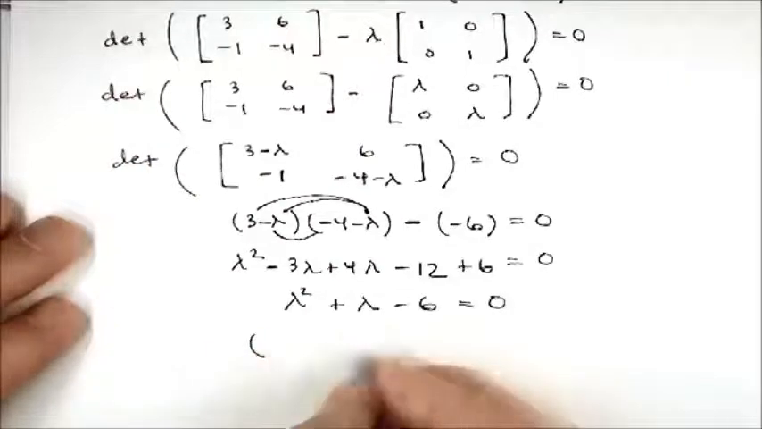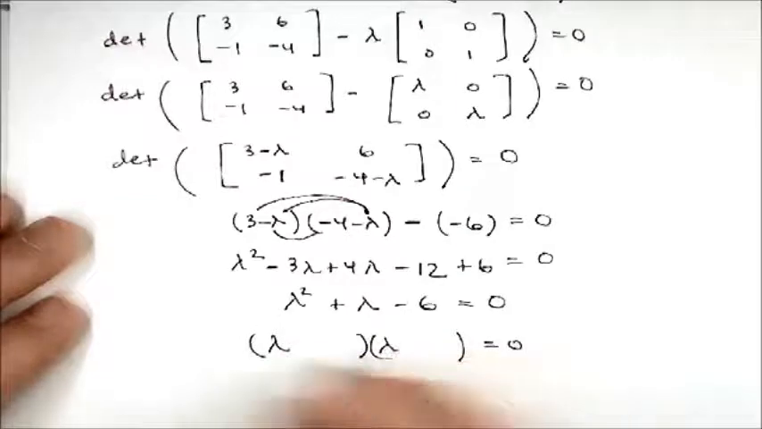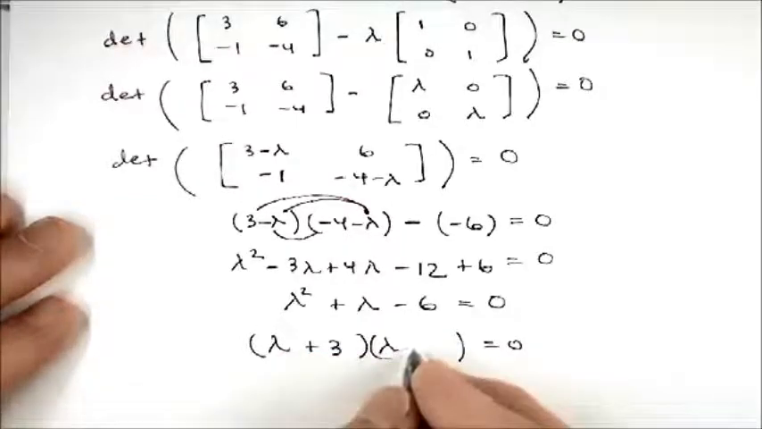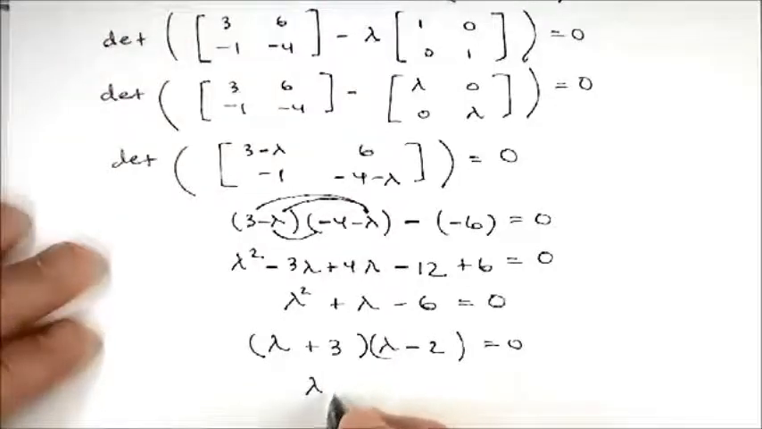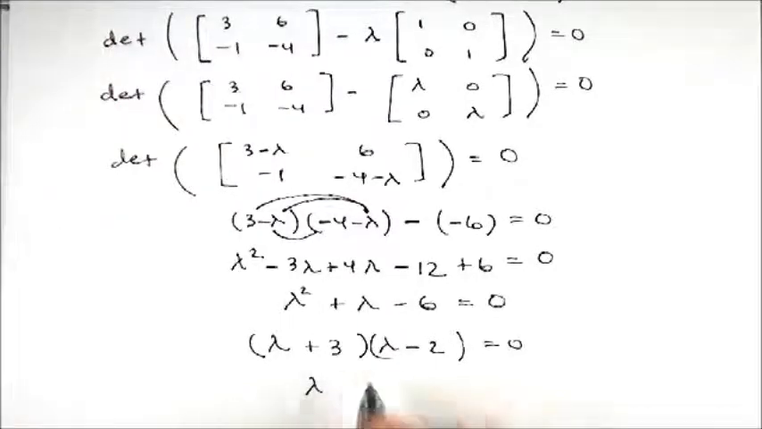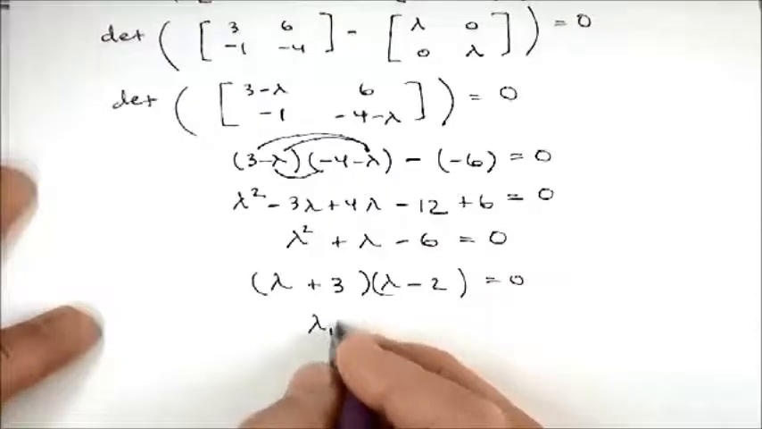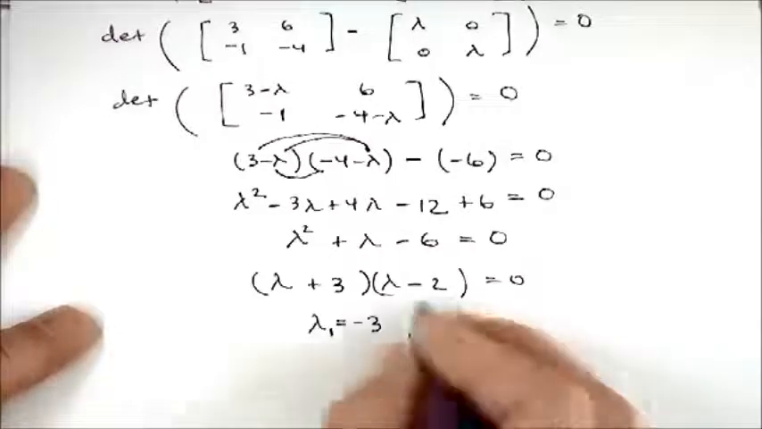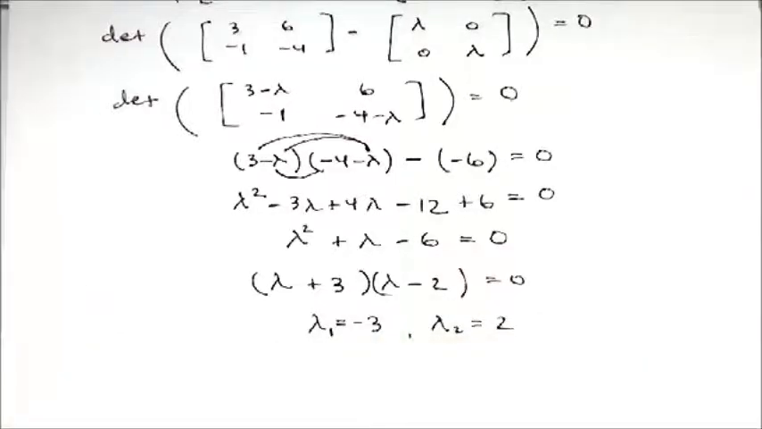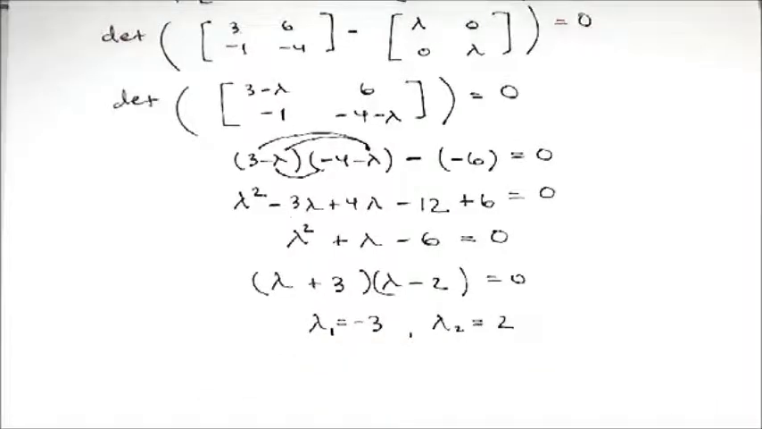And I can factor that fairly easily. Lambda plus 3, lambda minus 2. So my two eigenvalues are -3 and positive 2. It doesn't matter which one you call which, so let's just decide lambda 1 is -3, lambda 2 is positive 2. If your lambda 1 is somebody else's lambda 2, it doesn't really matter, okay?